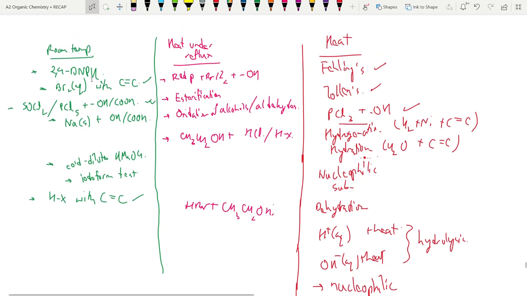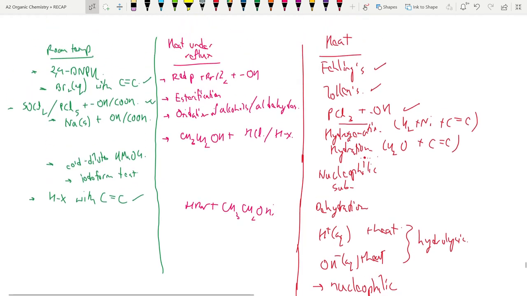At room temperature, we have the reaction of 2,4-DNPH, condensation reaction, decolorization of bromine, test for unsaturation, PCl5 and SOCl2, reaction of sodium with alcohols, phenols, carboxylic acids, cold dilute KMnO4, right? The iodoform test, then any HX with alkenes, and the other ones require heat and heat under reflux.